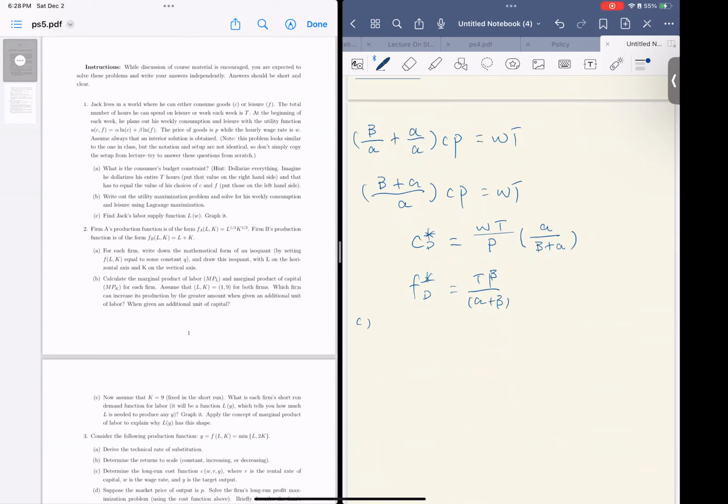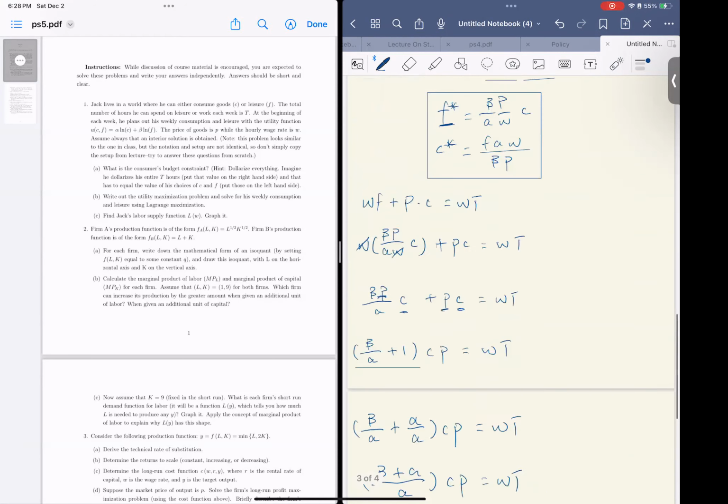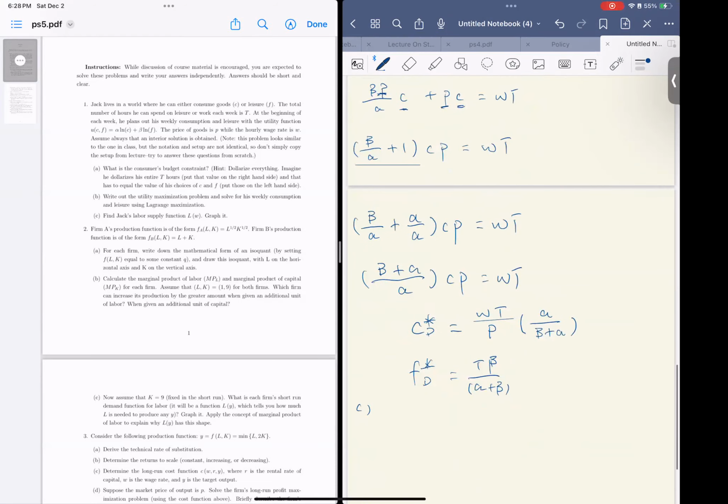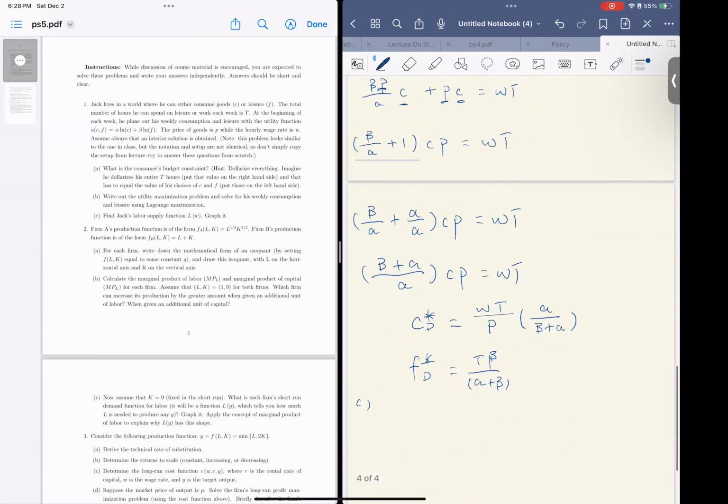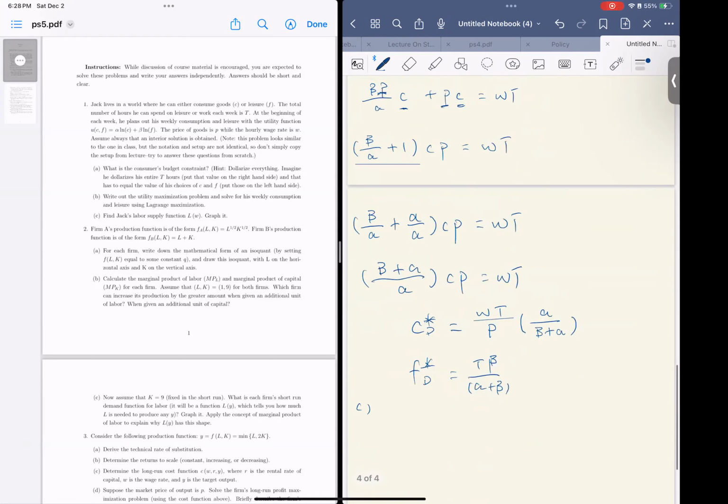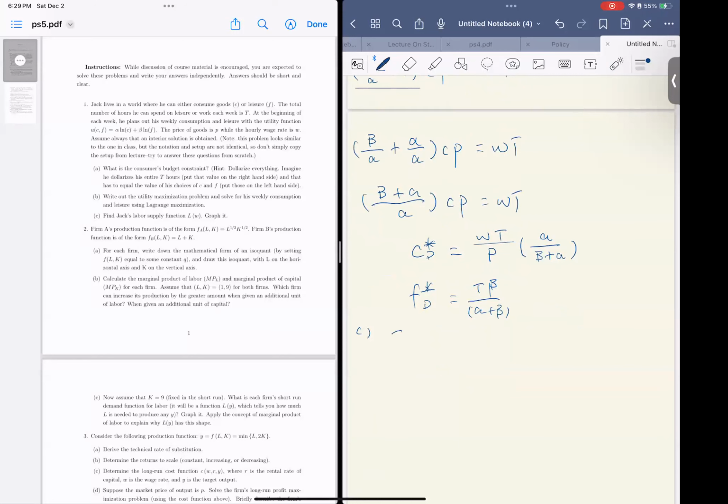Okay, let's do C. C is pretty interesting. Find Jack's labor supply function L(W) and graph it. So we know that Jack's labor supply function is whatever Jack is determined to rest, to have leisure. So your total hours minus the amount of time you spend on leisure is your labor function. I have a total budget of T, so T minus the function of leisure will give us the labor function.